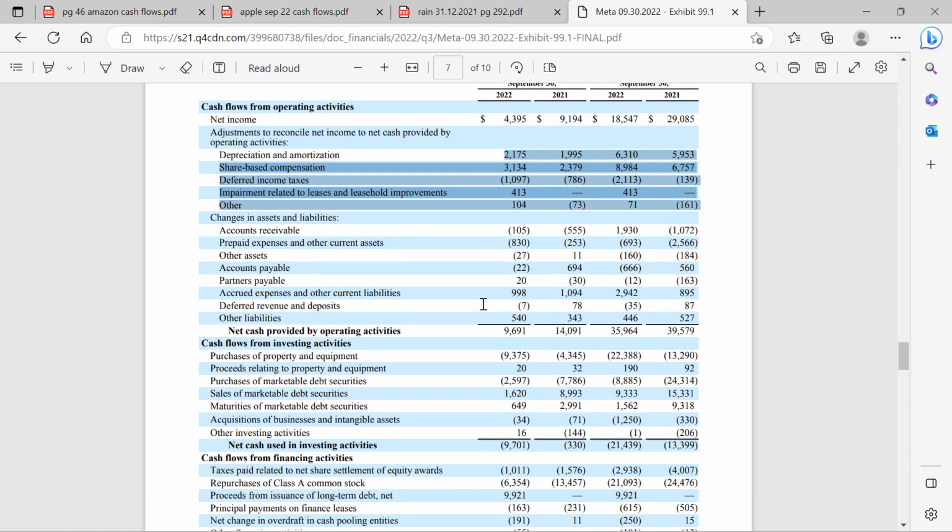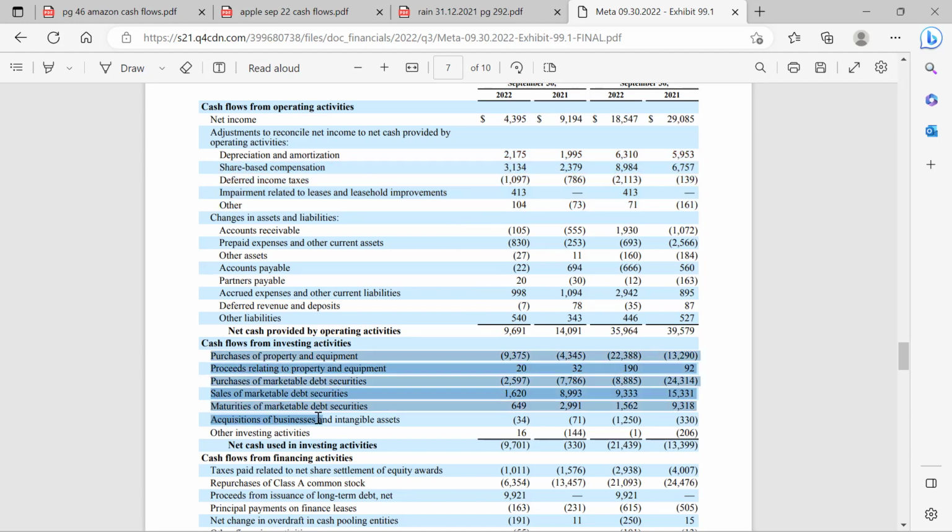Next, we will take the net capex, the amount of capex which Meta has invested during this quarter. Here we can see certain things relating to the purchase of marketable debt securities, sale of marketable debt securities, and maturities. These three things, like I said, are not actually the amount being reinvested in the business. These are not your capital expenditure. So we will ignore these and just focus on these three things.